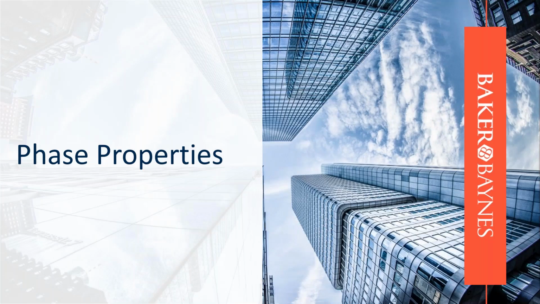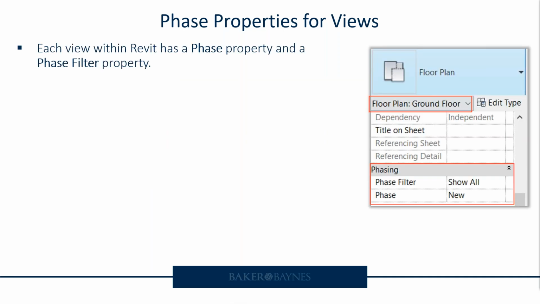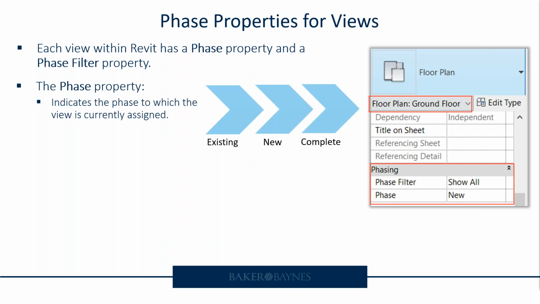Then I'm looking at phase properties. Now, you've got various properties in terms of phases for both views and elements. Starting with your views, you will see that if you go to the properties palette of a view, if you scroll down to the phasing parameter, there is both a phase property and also a phase filter property. Now, the phase property, basically, we use that to indicate the phase to which the view is currently assigned. Also note that all your views must have a phase assigned to them.